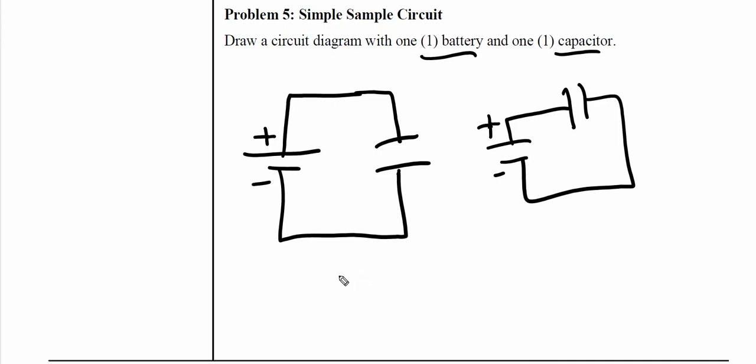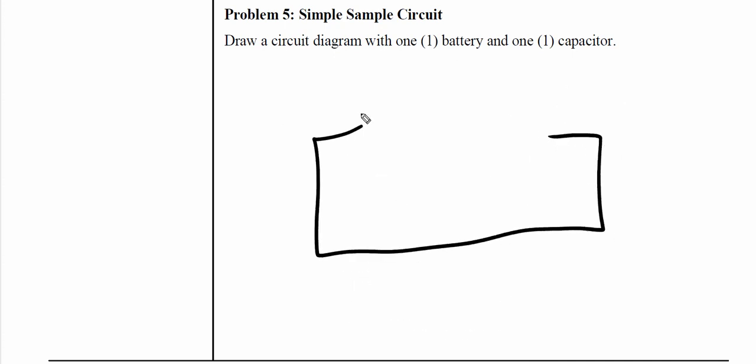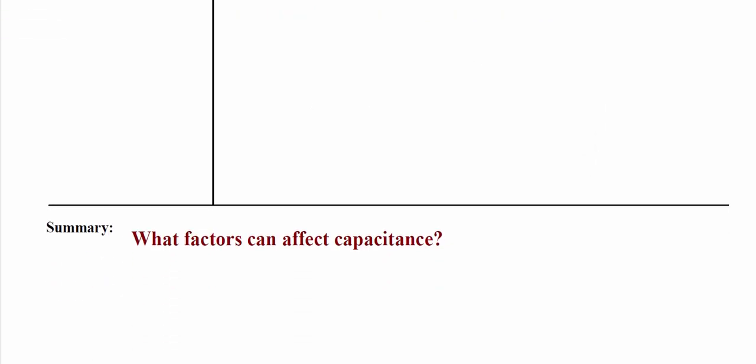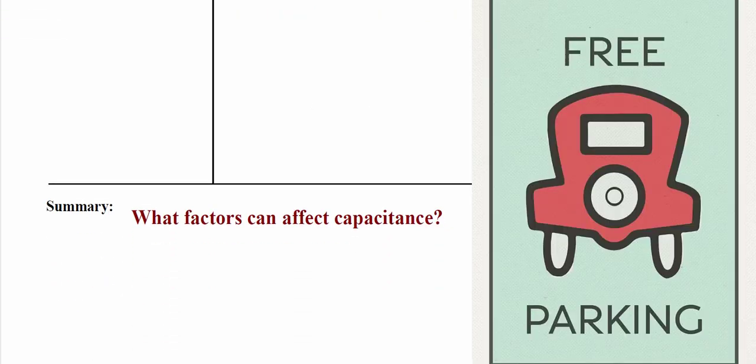We could even draw it like this if we want. Well, let's go this way instead. The idea is that you have a battery, you have a capacitor, and then you have the wire that goes all around and closes the circuit. Great. What factors can affect capacitance?